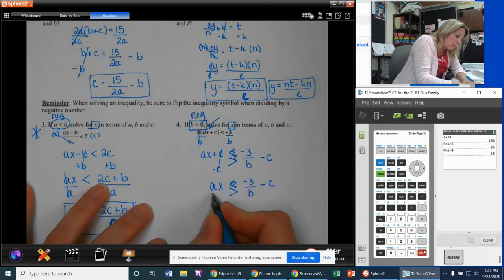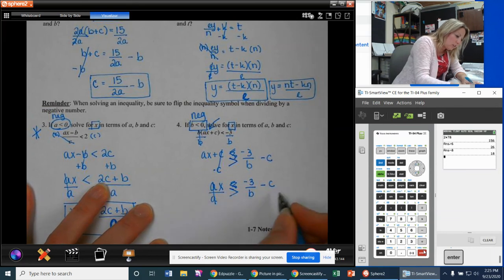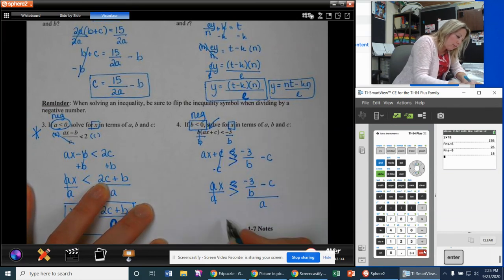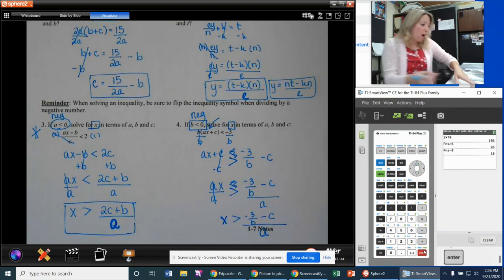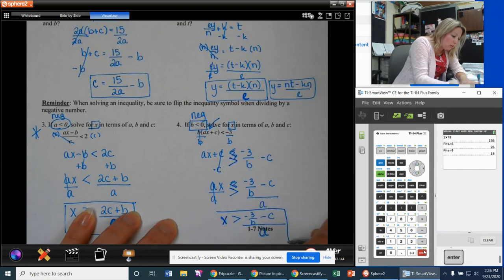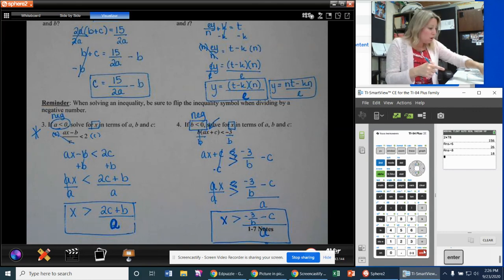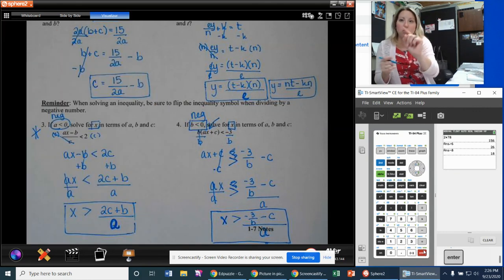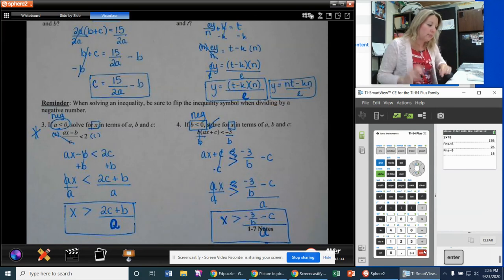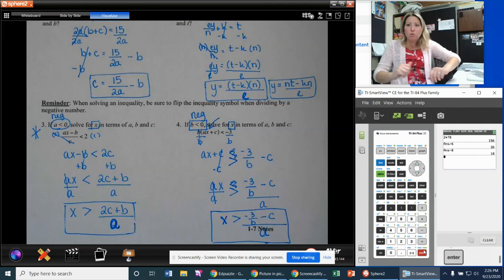Because now, at the end, I don't know that a is negative, so I can leave this sign as is. And I would just literally rewrite this. X is greater than. See that sign flip had to happen? See, this is what happens. Minus c all over a. And as of right now, I don't know that A is definitely negative, but I did know that B was definitely negative. So when I immediately divided by B, that should have been the first thing I was doing, was flipping that sign. See? Watch that. Don't you make that mistake when you go do your homework.